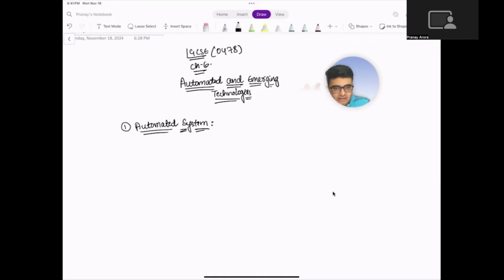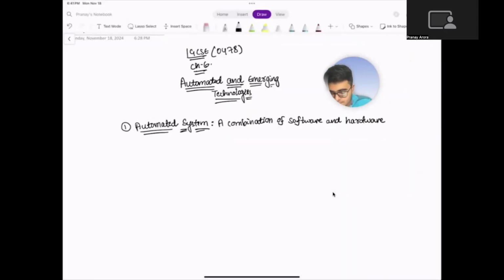So, the correct definition for this will be a combination of software and hardware, right? A combination of software and hardware designed to function without human intervention.